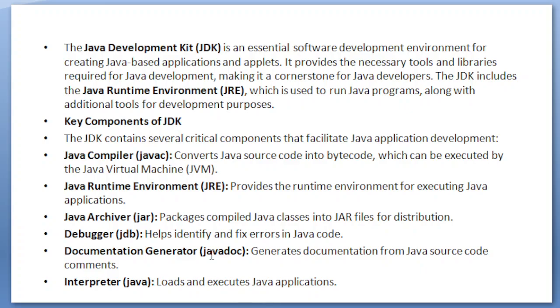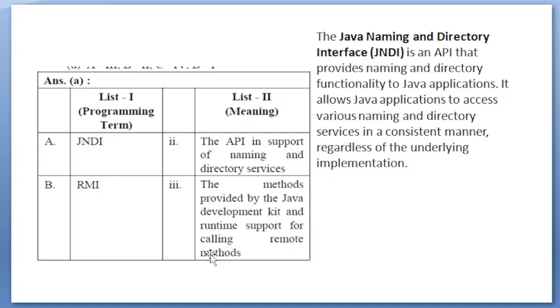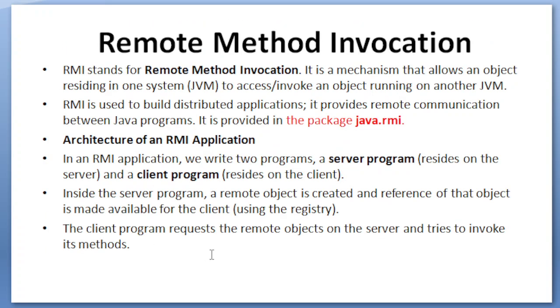One more keyword we have learned in this question is Remote Method Invocation. Remote Method Invocation is the mechanism that allows an object residing on one system, that is one JVM, to access or invoke an object running on another JVM. JVM means what? Java Virtual Machine. So one object is residing in one JVM and another object is residing in another JVM. How can they communicate? Through Remote Method Invocation, we can communicate.